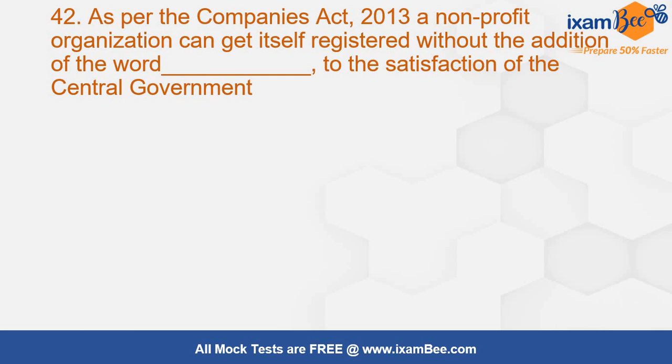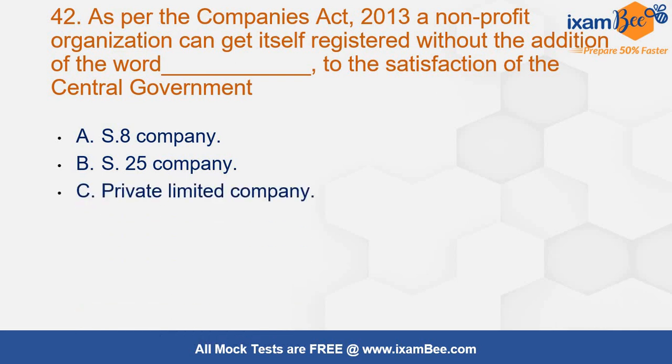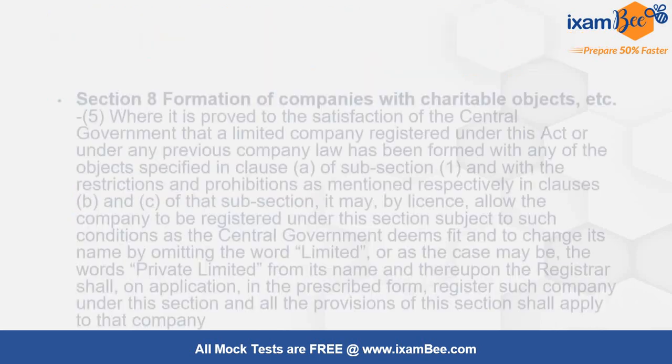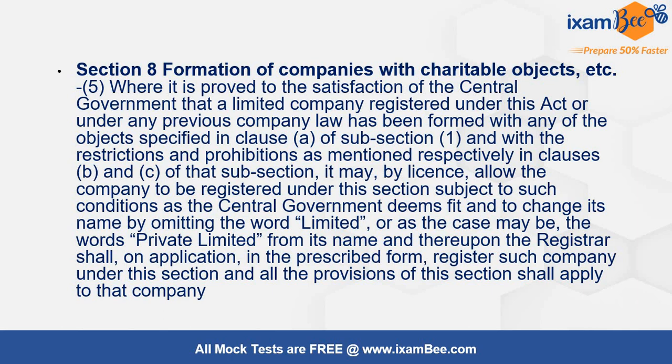As per the Companies Act 2013, a non-profit organization can get itself registered without addition of the word dash to the satisfaction of the central government. Section 8 company, Section 25 company, private limited company, either A or B, all of the above. Now this is talking about non-profit organization, how it can get itself registered without addition of the word private limited company to the satisfaction of the central government, and private limited of course does not apply. सेक्शन 8 कंपनी है ये ज़रूर, बट वर्ड कौन सा नहीं अप्लाई करना है, प्राइवेट लिमिटेड अप्लाई नहीं करना है.